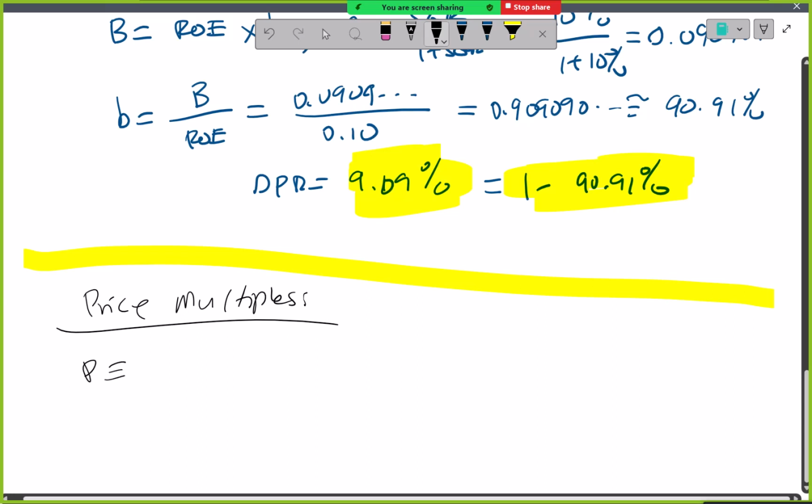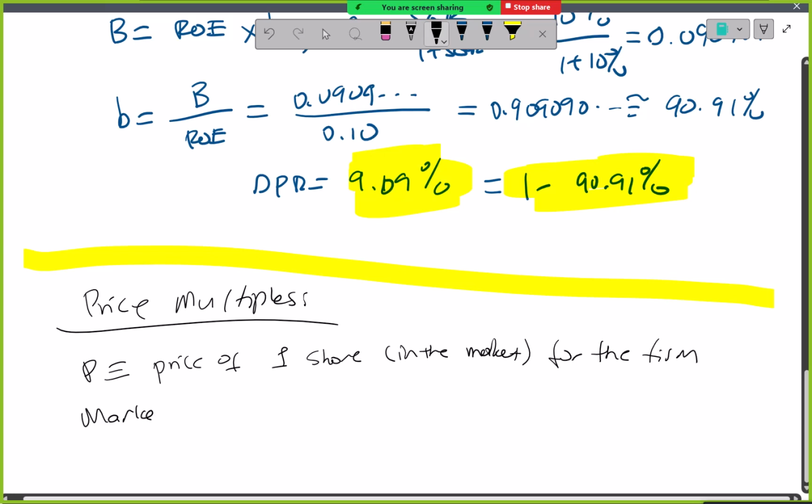So P we're going to define as the price of one share in the market for the firm. We're going to define market cap. That's short for capitalization. Sometimes we even say MCAP. P times number of shares outstanding.